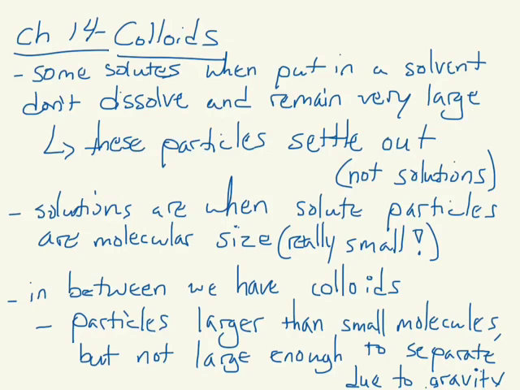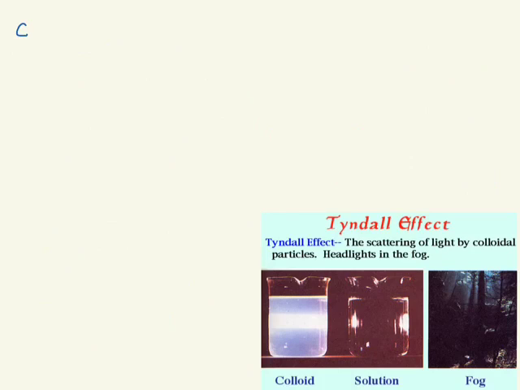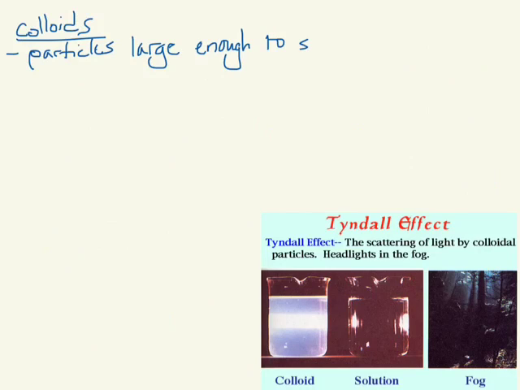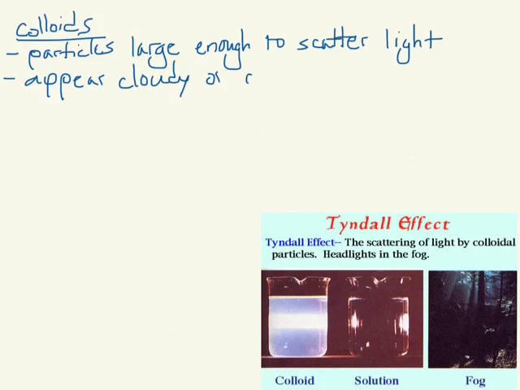All right, let's go over some details of colloids. As stated, particles are large, and they're large enough to scatter light. This is one way we can tell the difference between a solution and a colloid. Because they scatter light, colloids tend to appear cloudy or opaque, meaning light doesn't go through them at all.